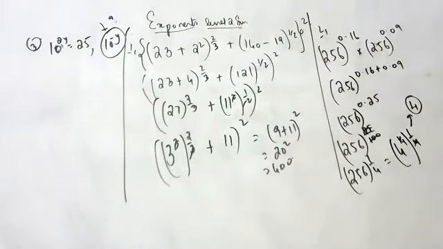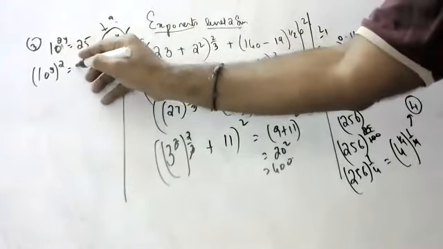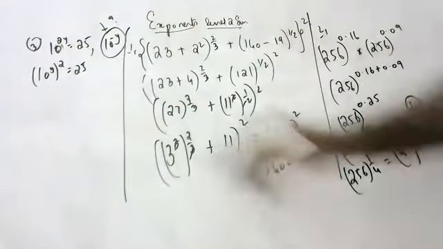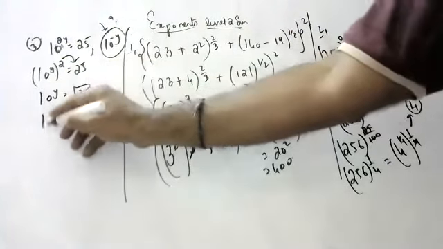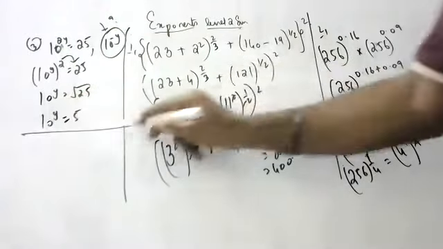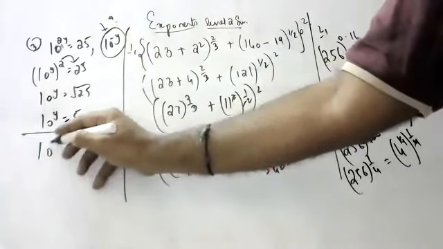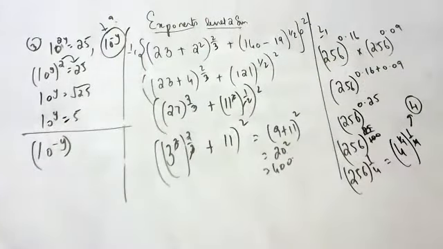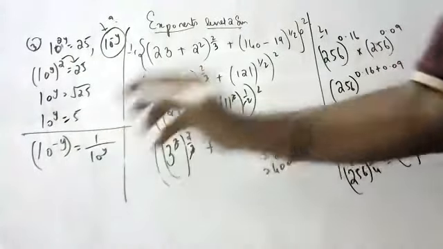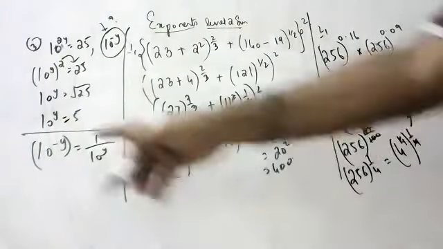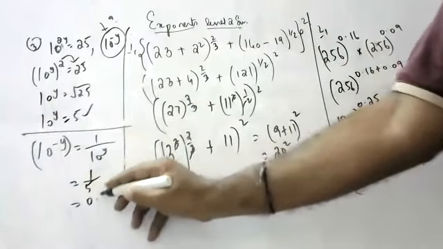Okay, children. 10 to the power of 2y, that is 10 to the power of y whole square is equal to 25. Okay, children, if the square goes to the other side, 10 to the power of y is equal to root of 25, so 10 to the power of y is equal to 5. Now they are asking the value of 10 to the power of minus y. 10 to the power of minus y means 1 by 10 to the power of y. And 10 to the power of y, how much did you get, children? 5. So 1 by 5 means 0.2 is the answer.